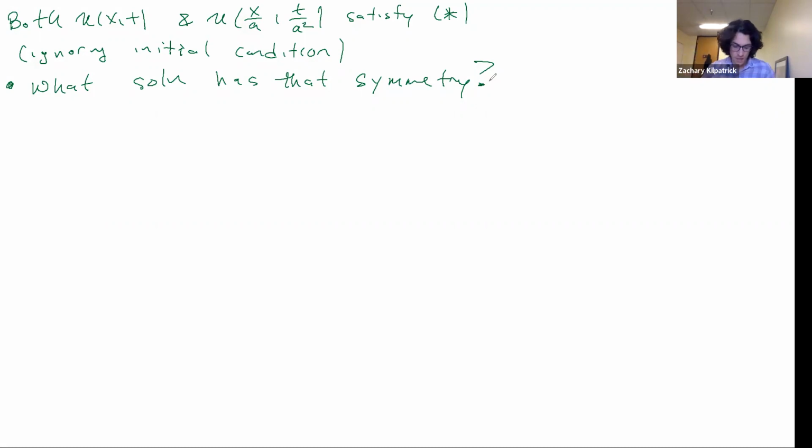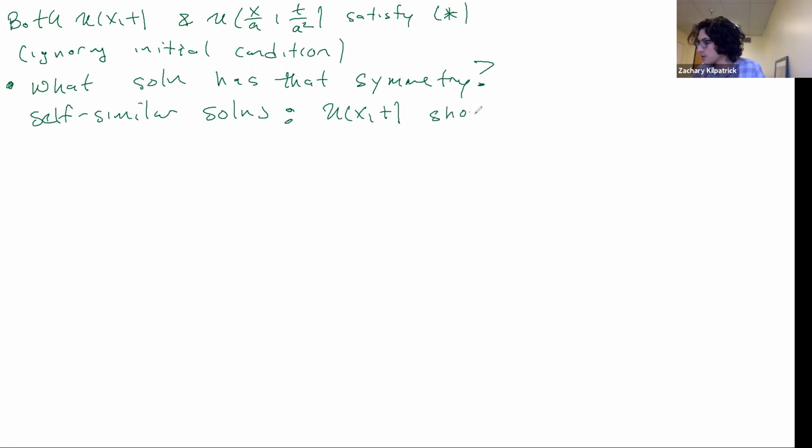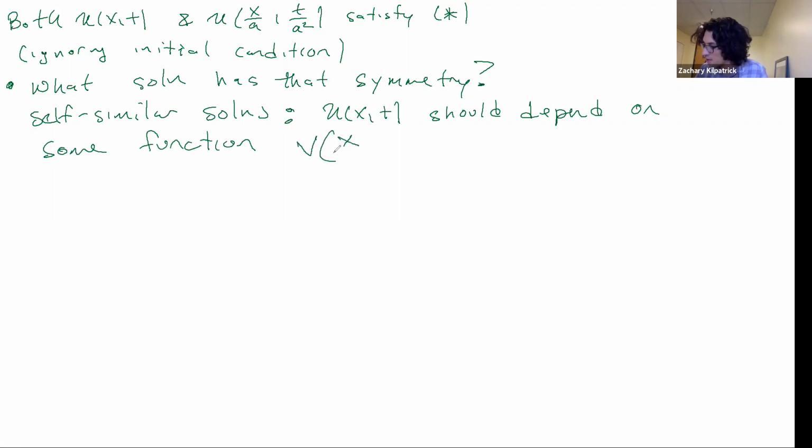So essentially, our self-similar solutions u of x, t should depend on some function v of x over the square root of t.